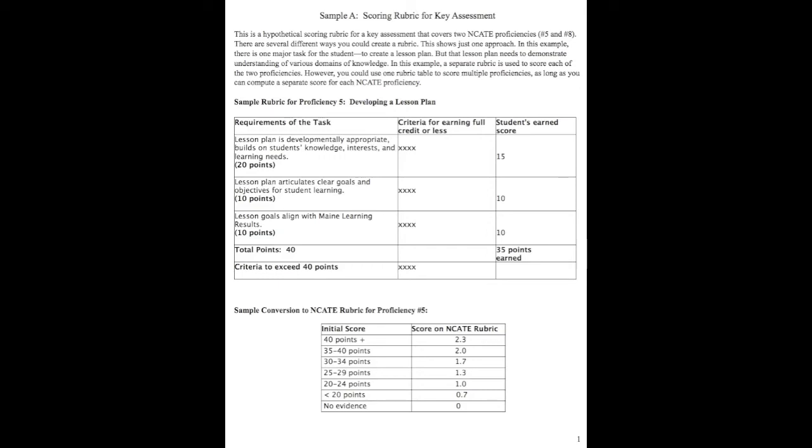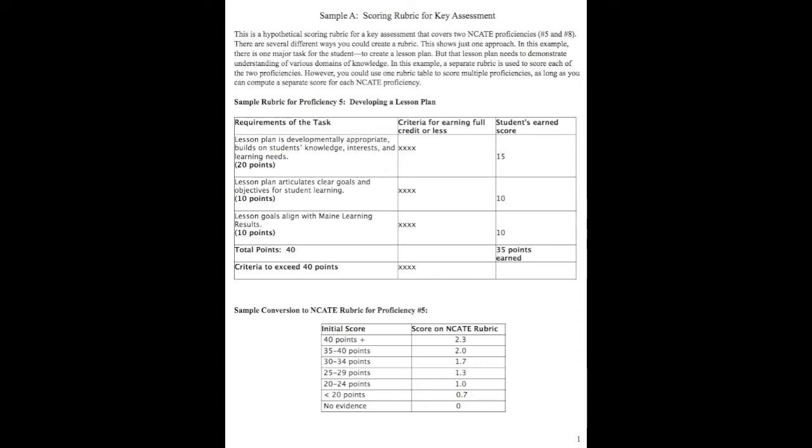If you look below the first table, you'll see a second table which shows how to convert the initial score on the assignment to a score on the NCATE rubric. So for this example, the student earned 35 points. We locate that on the conversion table and find that that would relate to a level 2.